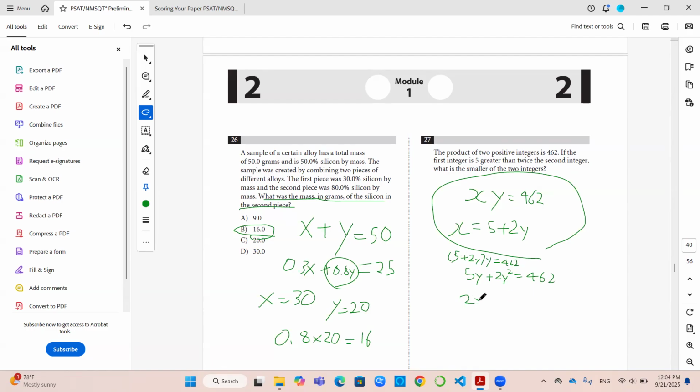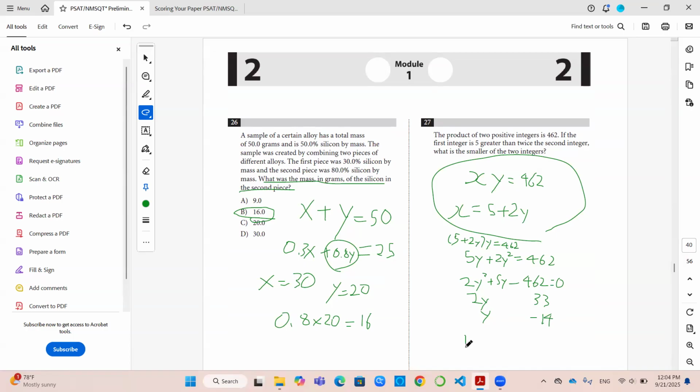And then it becomes 2y squared plus 5y minus 462, which is equal to 0. And I'm going to go ahead and solve this. 2y, y, and 33 is 14. And I have 14.